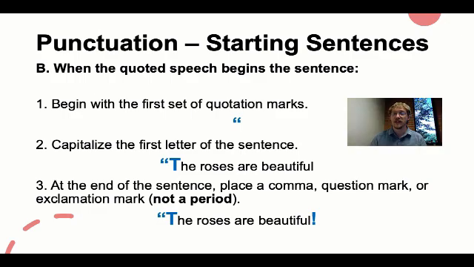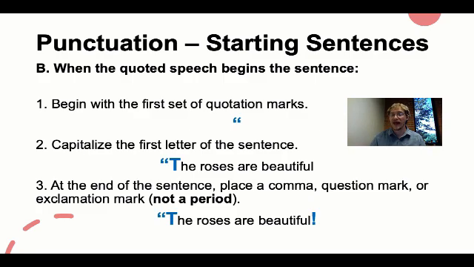Okay, when the quoted speech begins the sentence, begin the first set of quotation marks at the very, very beginning. Then capitalize the first letter of the sentence, whatever the quote is. "The roses are beautiful." And then at the end of this quote, whatever was spoken, place a comma, a question mark, or an exclamation mark, but not a period.